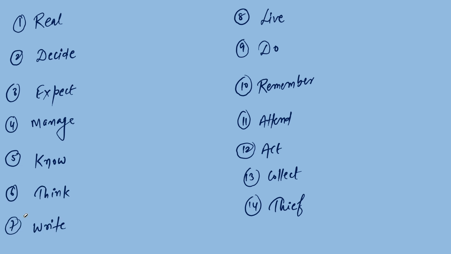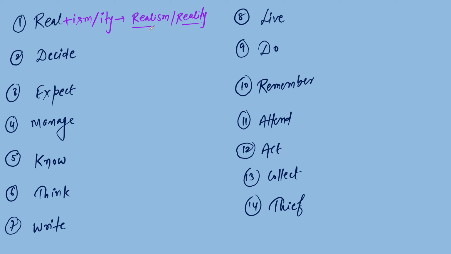let me erase it. Use ISM, or you can use ITY. Then it will be realism and reality. So these two words are abstract nouns. Abstract nouns are those nouns that can only be felt. Those are known as abstract nouns. So real plus ISM is realism, real plus ITY is reality.